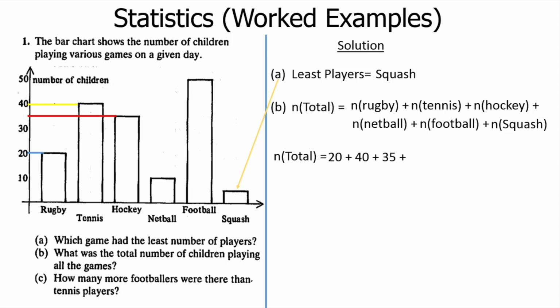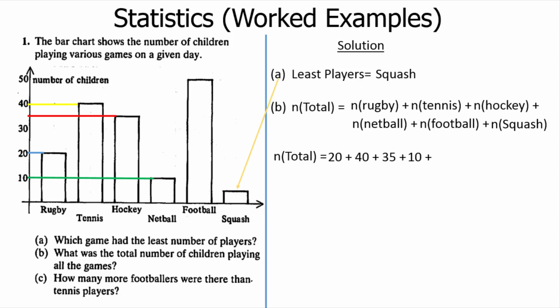And then we have plus people playing netball. So we take our ruler again to netball, take it to the tip of the netball bar, and then rule a line to touch the vertical. That's the number of children. And we can see, based on the line we have ruled now, that it tallies with the 10 number mark. So that will be plus 10, plus people that play football.